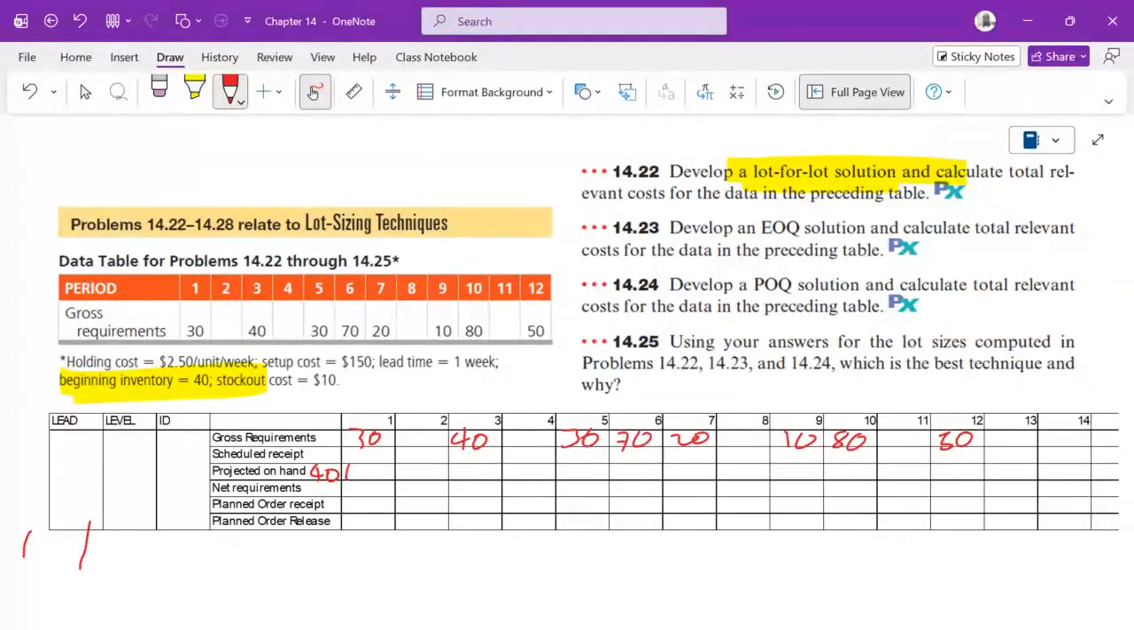You put your 40 there. 40 minus 30, we have a positive 10, then that 10 comes here. 10 minus 40 becomes negative 30, meaning that you are not satisfying the requirements. So that becomes 30. It's lot for lot, so we are ordering 30. What's your lead time? 1 week. Then you continue. We don't have anything on hand. Then 30 becomes the value of interest there.